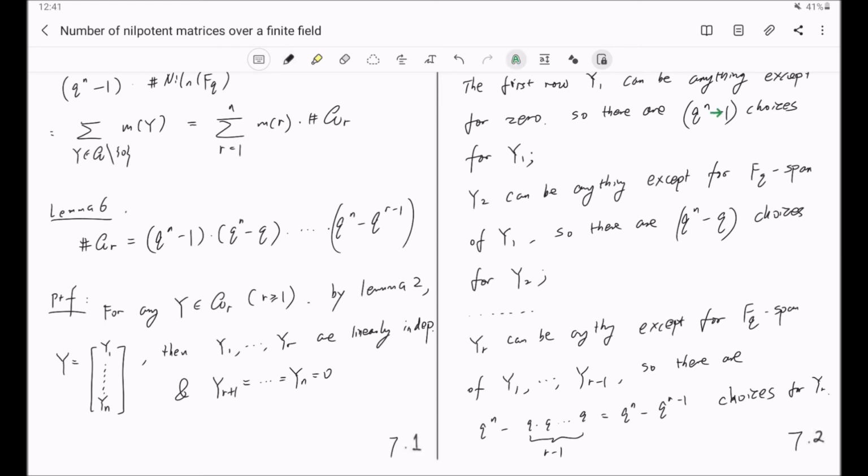And if you multiply those r things together, it will give you this product as the number of admissible matrices with rank r. And that is the end of the proof for lemma 6.